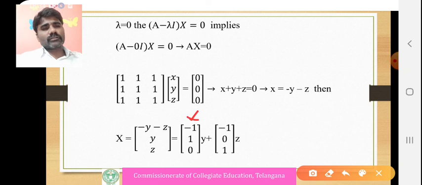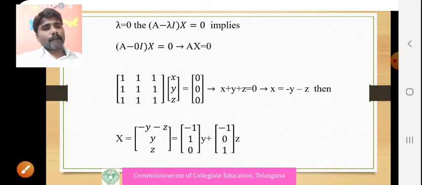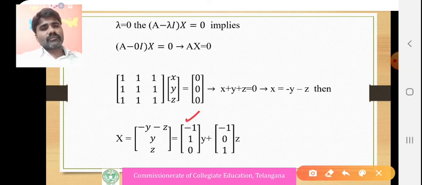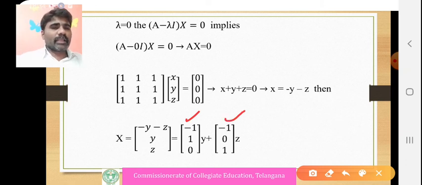This is one vector x1, and this is another vector x2. These two are linearly independent. That means for lambda equals 0, we have two linearly independent eigenvectors. That means the multiplicity of 0 is 2, and it consists of two linearly independent eigenvectors. That's why the geometric multiplicity and algebraic multiplicity are equal.